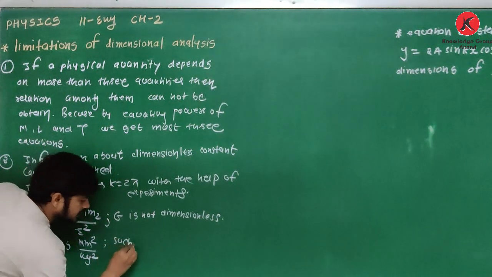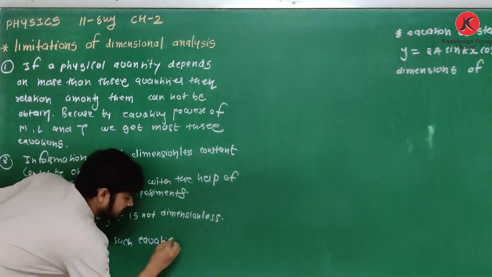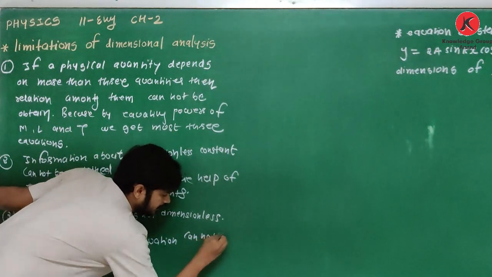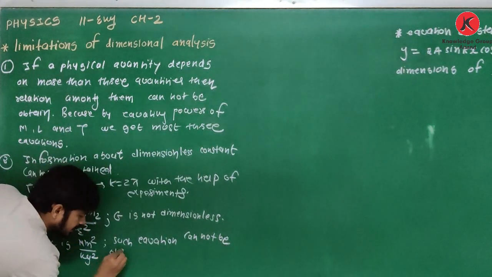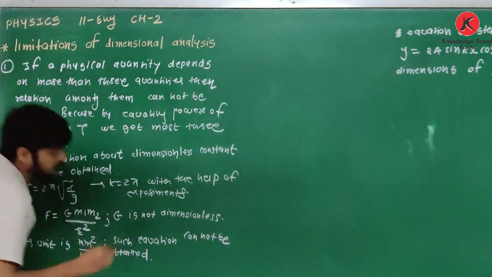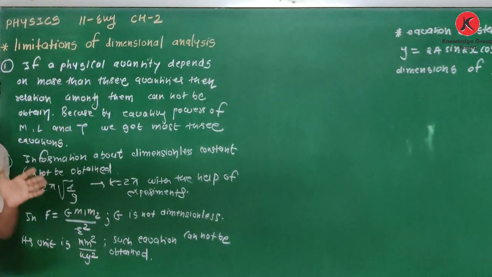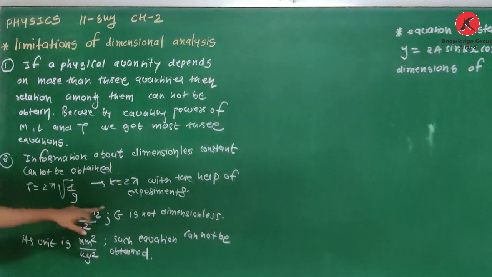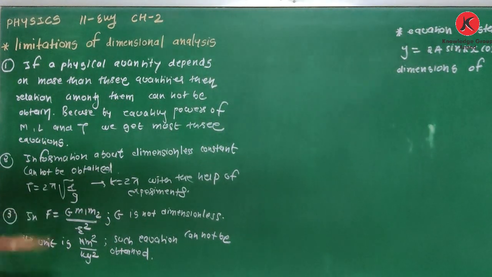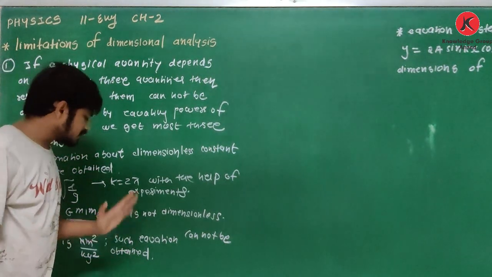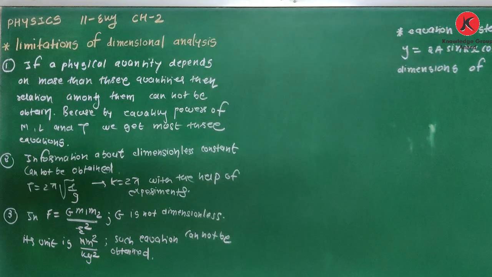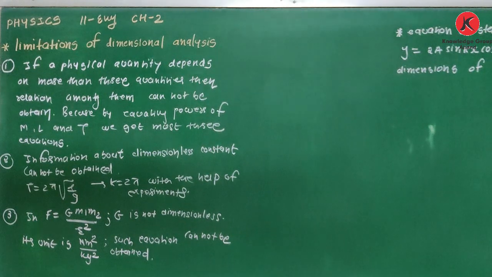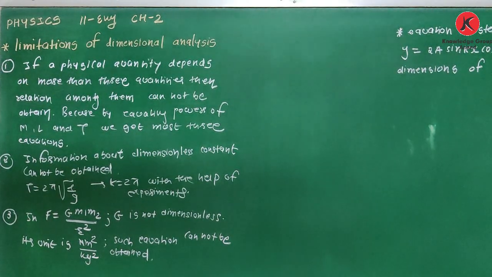So such an equation cannot be obtained with the help of dimensional analysis. Clear about this? So an equation in which the constant of proportionality, that is k, is not dimensionless, it has some unit, it has some dimension, such an equation cannot be obtained. Clear about this? So these are 3 limitations of dimensional analysis.